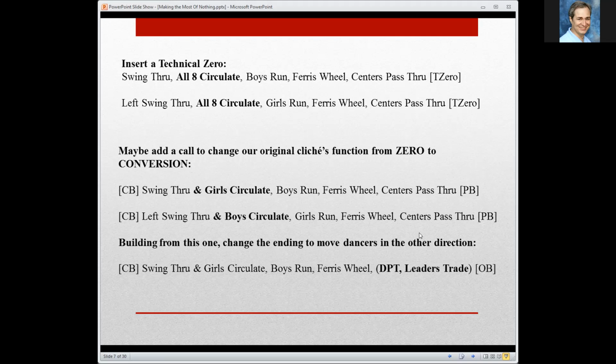Now, instead of making the partner box our target, we end up in an opposite lady box. From there, if you're calling plus, you can call Dixie Grand right away. Or if you're calling mainstream, you can call 8-chain 3 to a left allemande. We can do this from the left as well. Same idea. Left swing through, boys circulate, girls run, Ferris wheel, double pass through, leaders trade.